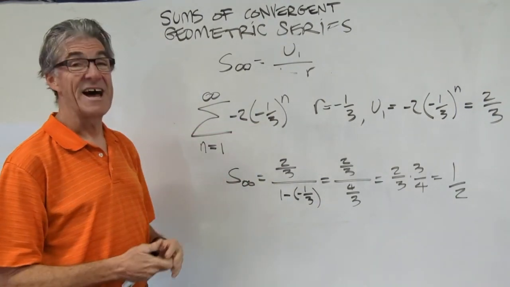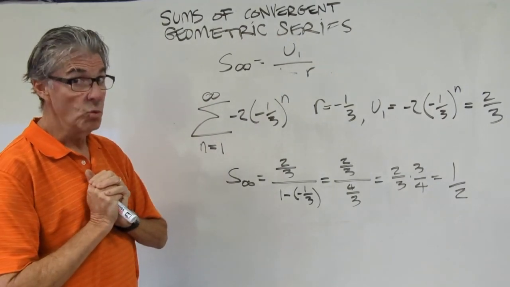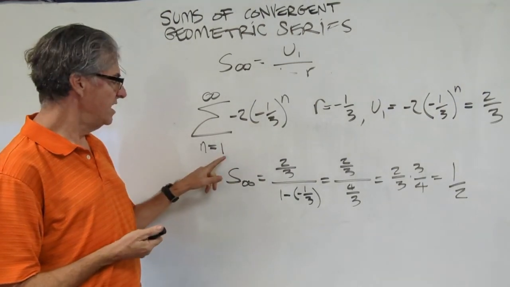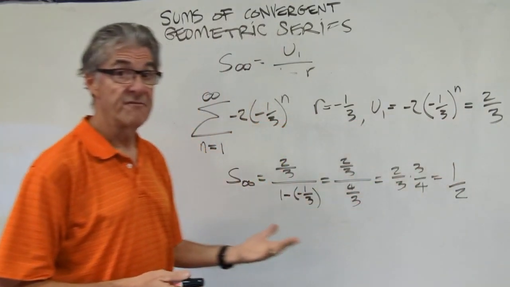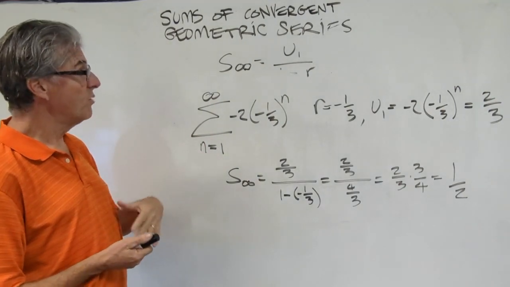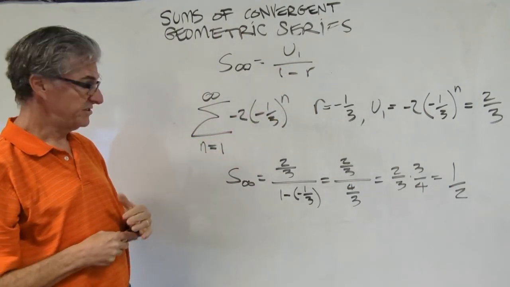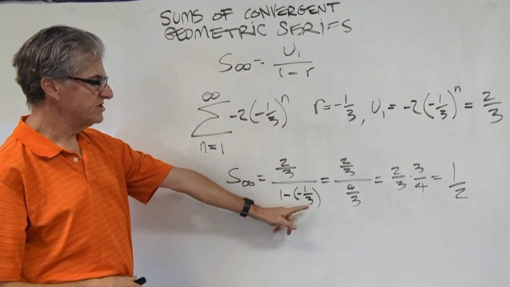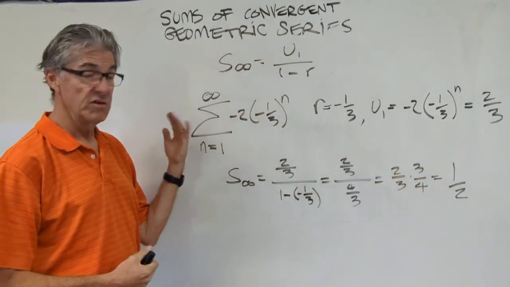Now the other piece I need for this series is my u1, and it's not given. I have the formula, so I can calculate it really quickly. I just plug in 1 for n, do my math here, and I get 2/3 for my first term for this series. So now all I need to do is plug what I know into my formula, and I can get my sum. So here's my u1 divided by 1 minus my r, which is negative 1/3. Working that through, I get 1/2 as my sum for this series.